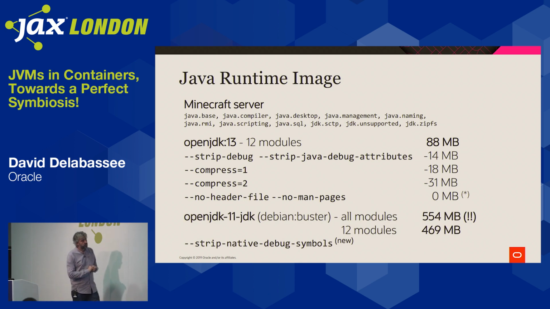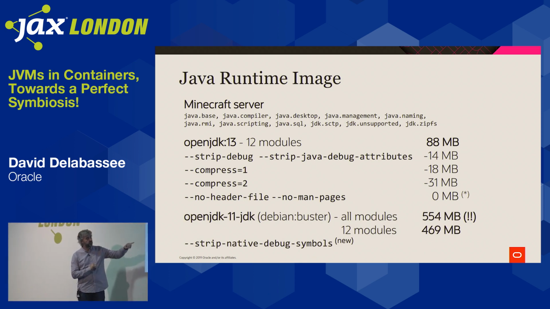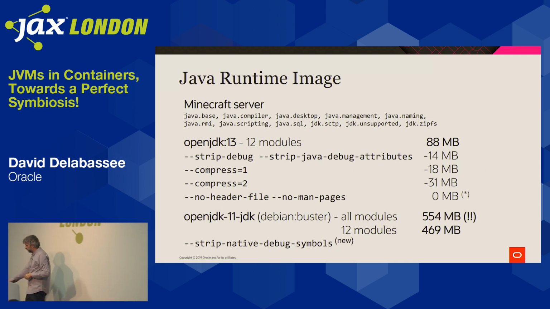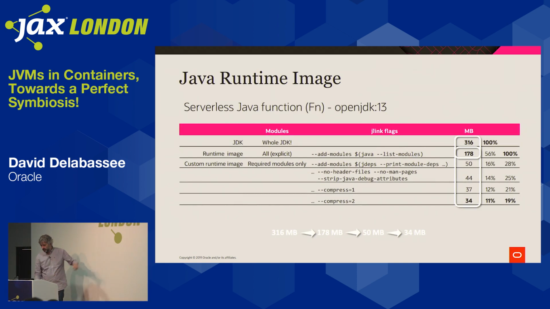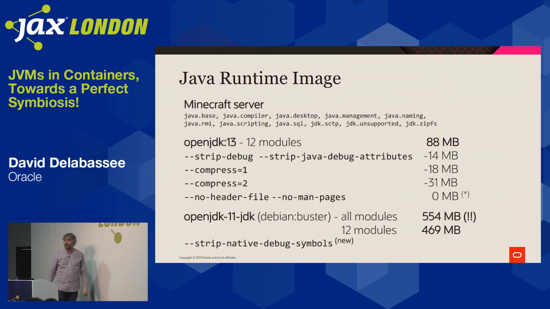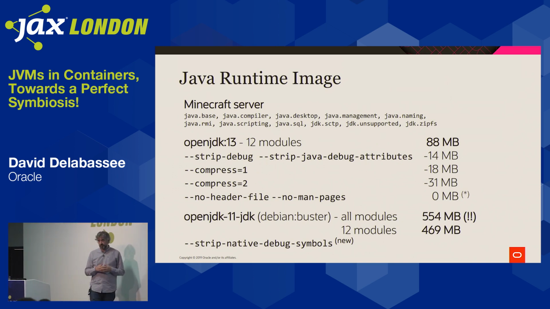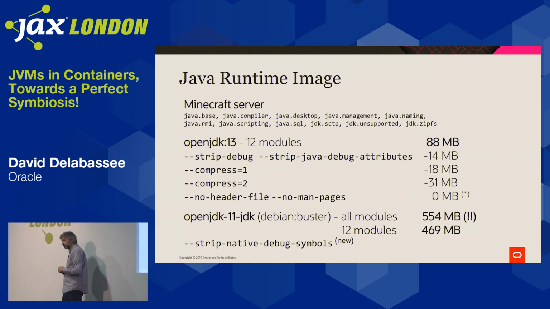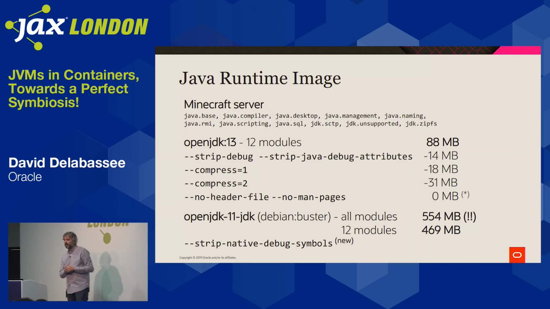I did another exercise with OpenJDK 11, the Debian distribution of the JDK. With all modules it weighs over 500 megabytes, versus 168 megabytes here. That's an issue on Debian because they carry the native debug symbols within the libjvm shared object. So that's very expensive. If you strip it out and only use the modules needed for the Minecraft server, you will go from 154 to 469 megabytes.